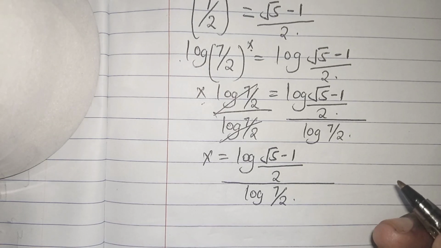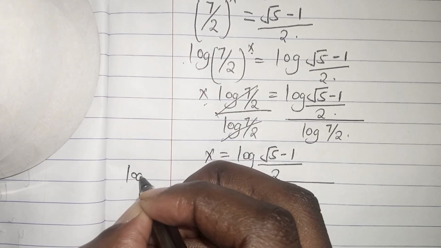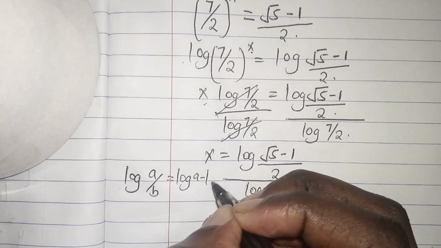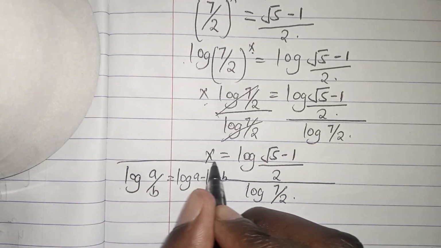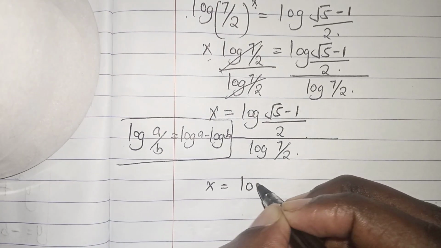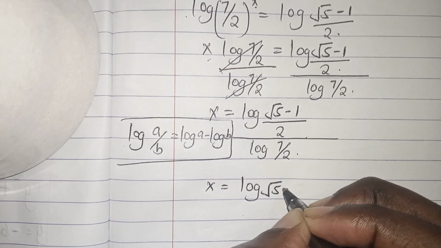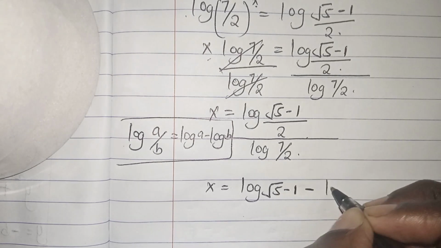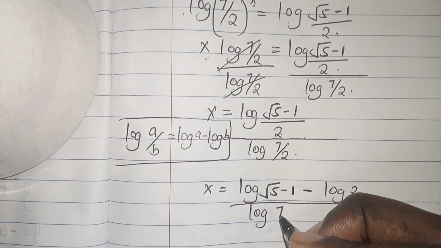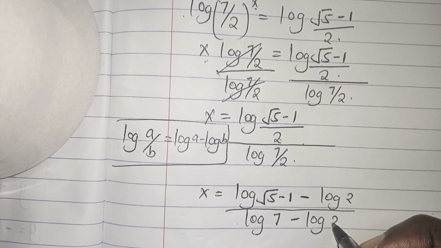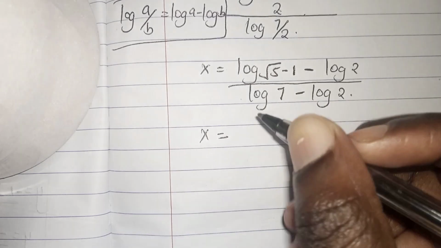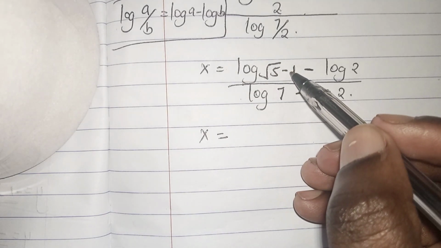So according to one rule of logarithm, whereby if you have log a over b, we can as well write it as log a minus log b. So we are going to apply this rule here for our case. So x is equal to log square root 5 minus 1 minus log 2, this one, over log 7 minus log 2, right? So using our calculator, x is equal to log square root 5 minus 1.